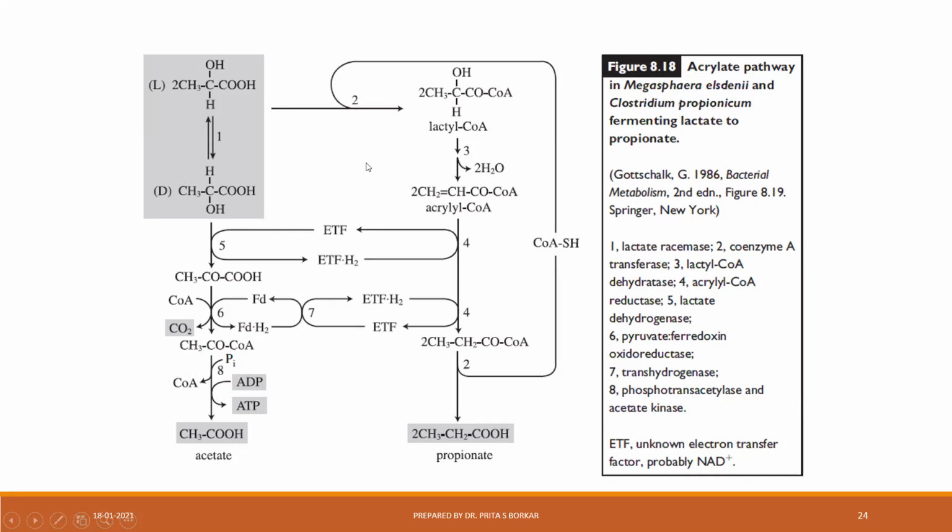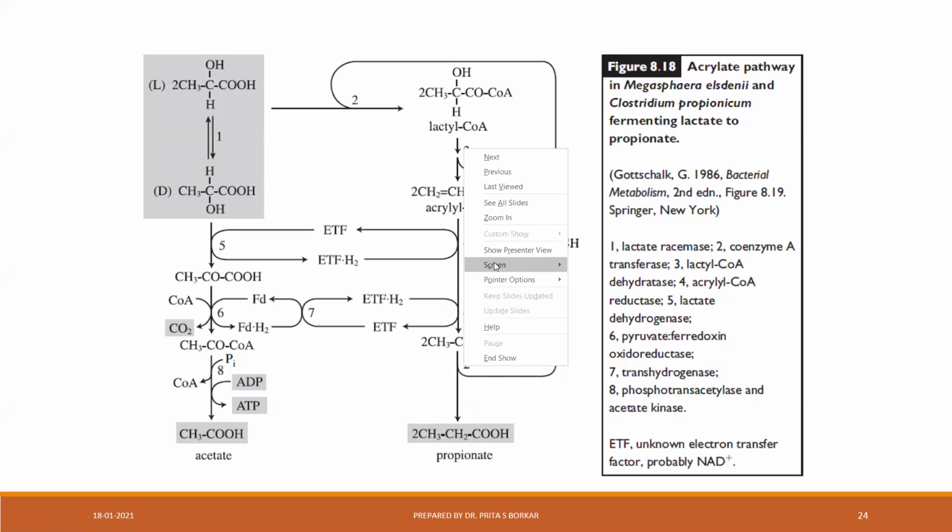Okay. So what happens now? This is your lactyl CoA, then acrylyl CoA, and now see here, the coenzyme A is transferring to this acrylyl CoA to form the propionate. Okay. So the third enzyme, that is lactyl CoA dehydratase. This is your third enzyme.